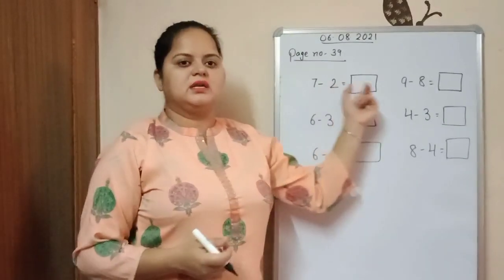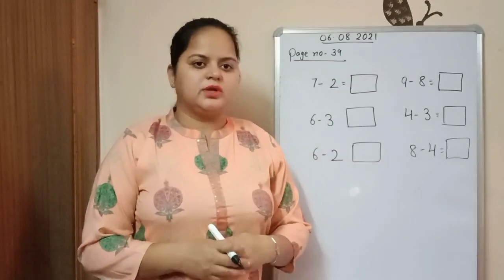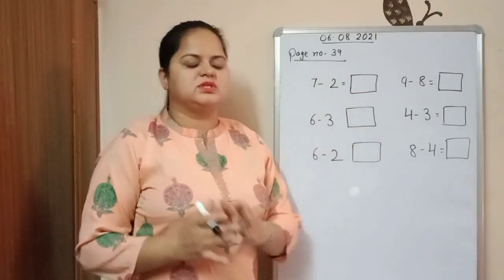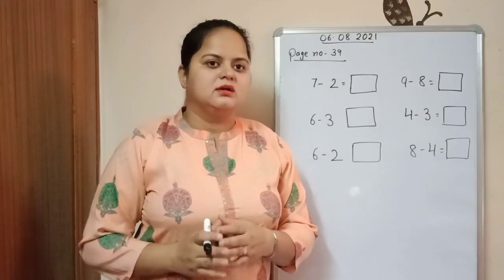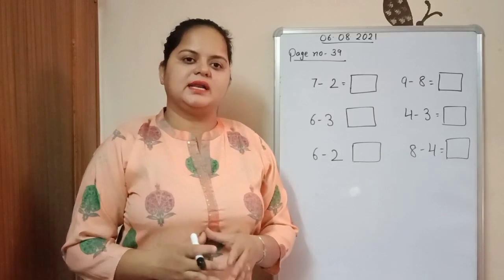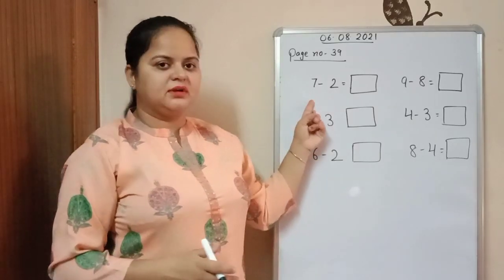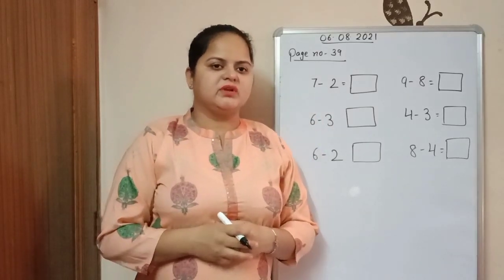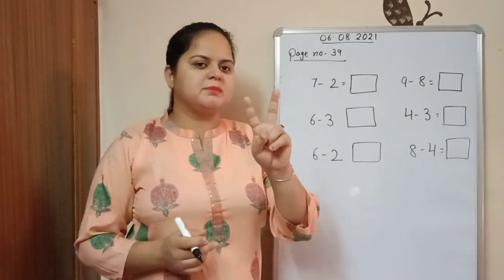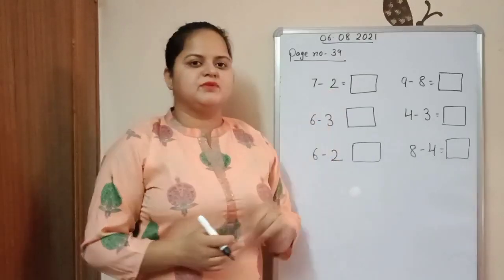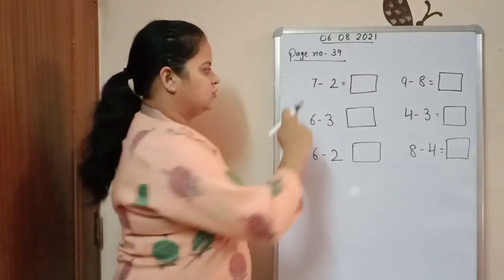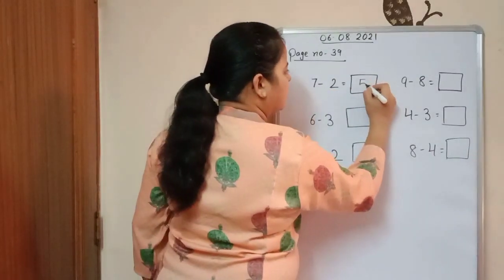First is 7 minus 2. Backward counting you all know. So 7 minus 2: from 7, go 2 steps back and we will get the correct answer. What comes after 7 in backward counting? 6, 5. How many steps? Only 2 back steps we have to go. 7, then 6, 5. So 7 minus 2 is 5.